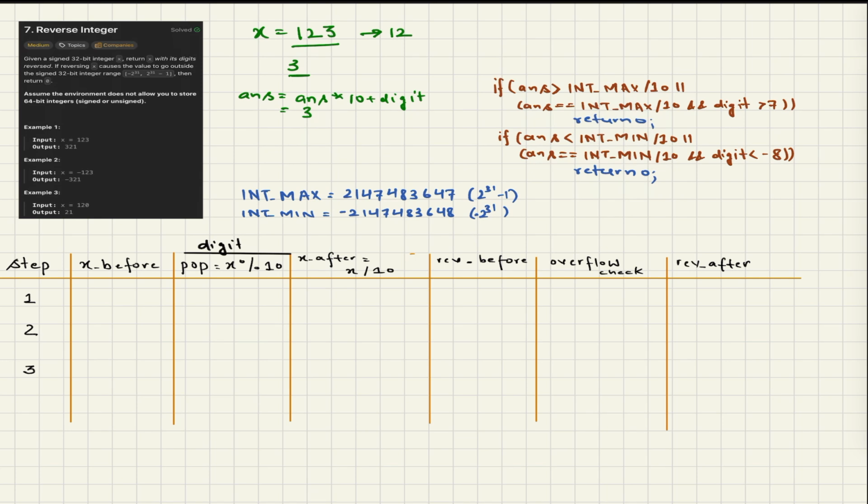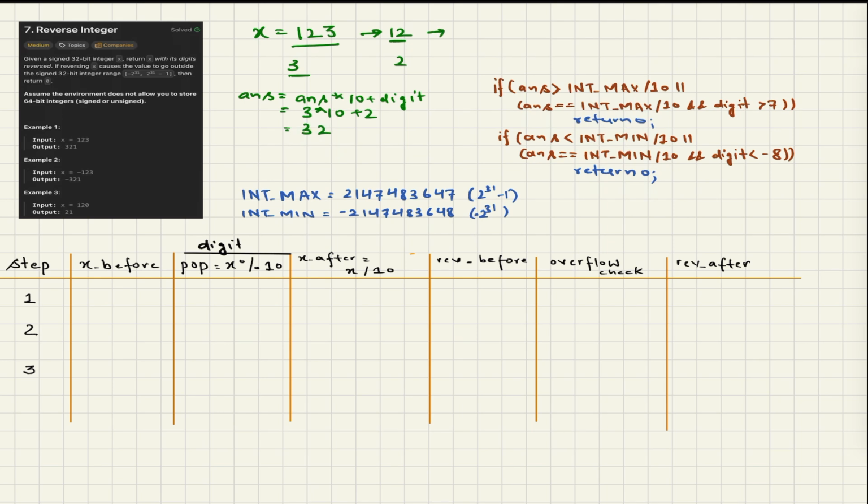Now after this loop, my x is 12. Again I'll do x mod 10. So this would give me 2. The remainder will be 2. And again I'll take my previous answer, multiply by 10 plus 2. So this will be nothing but 32.